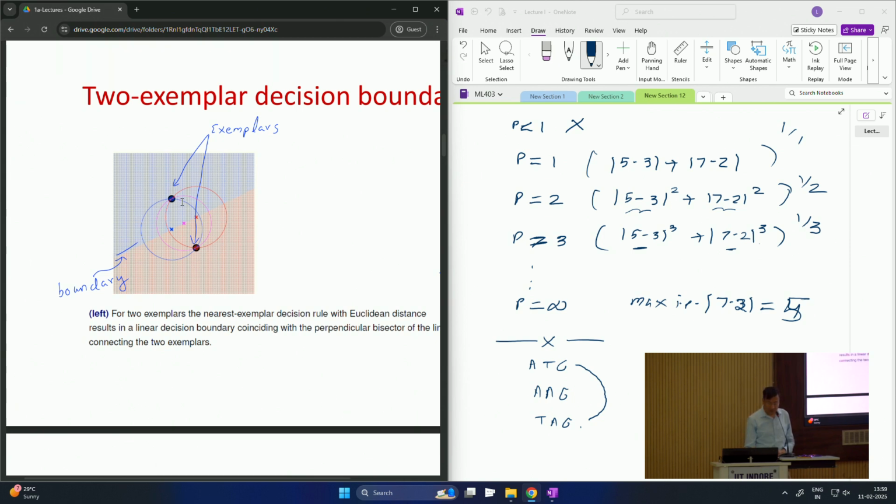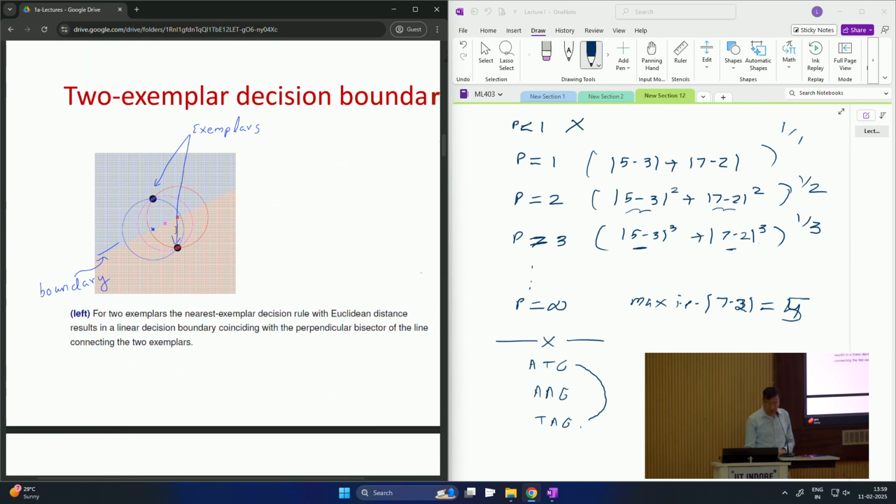The circles are just showing that all the points on them are equally distant from the exemplar. So if you are here, this would be the circle which is drawn, the pink one. If you are here, it will be the blue circle. If you are here, it will be the gray circle. So every point on this line is equally distant from the two exemplars, so it can belong to either class. Is that okay?